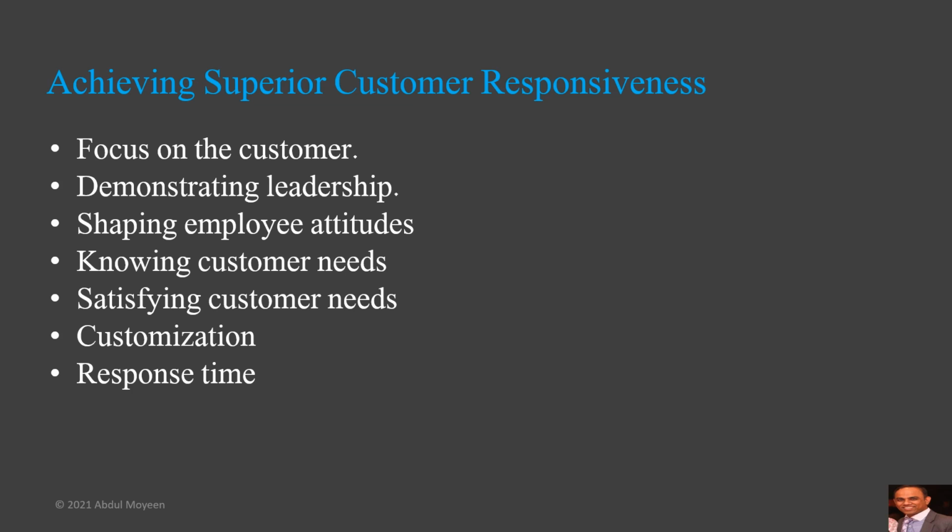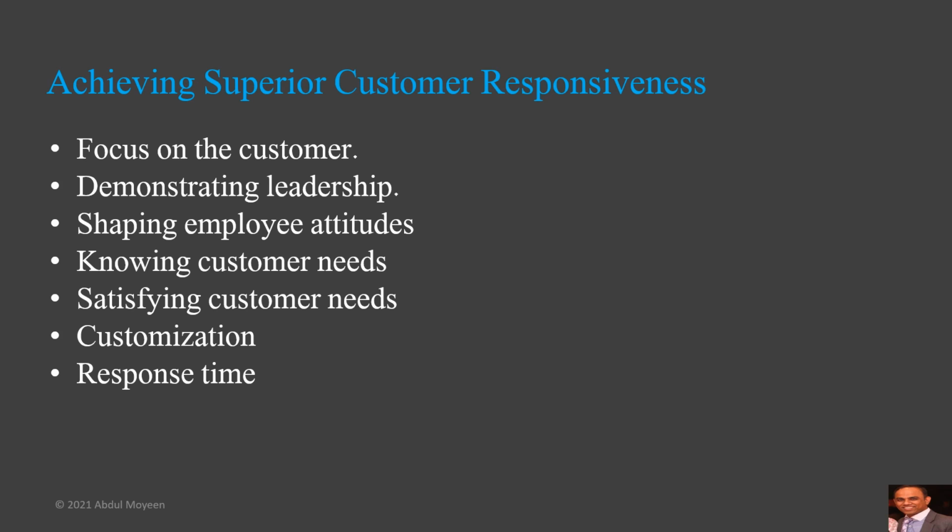A customer responsive company must focus on the customer. That is the first step to building superior customer responsiveness. It must motivate the entire company to focus on the customer. Then the company leadership must show commitment to customer responsiveness. That is very important. A strong leadership commitment is needed in order to be customer responsive.